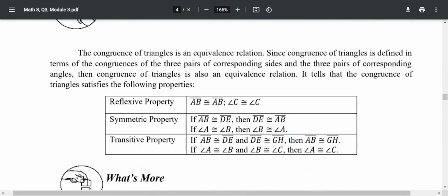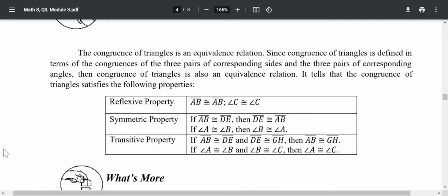So naa tay tulo ka properties. We have reflexive property, symmetric property, and transitive property. So ang reflexive property is ang given side is congruent with itself. So we have AB is congruent to AB and angle C is congruent to angle C. Kana ang definition sa reflexive property.